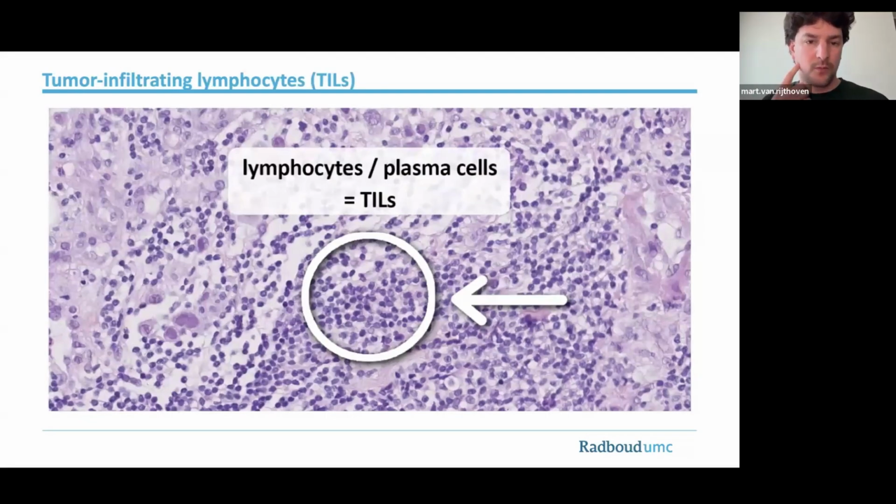So what are TILs then? Here you see an image of a part of a whole slide image, and here you can see the lymphocytes. Often lymphocytes and plasma cells are taken together as TILs because plasma cells are a bit difficult to distinguish from lymphocytes in H&E slides.